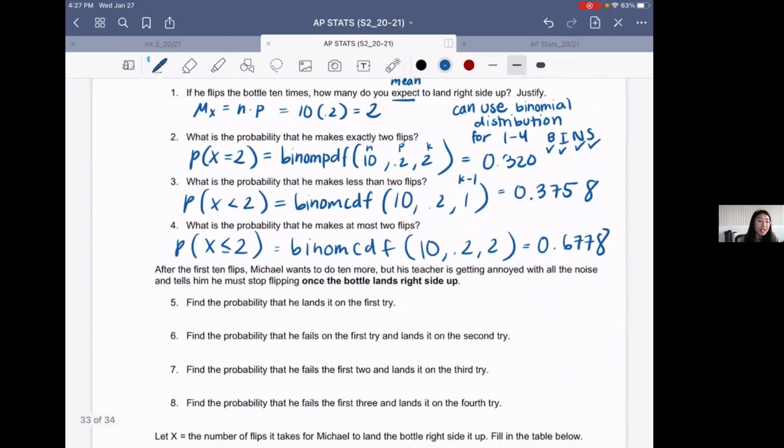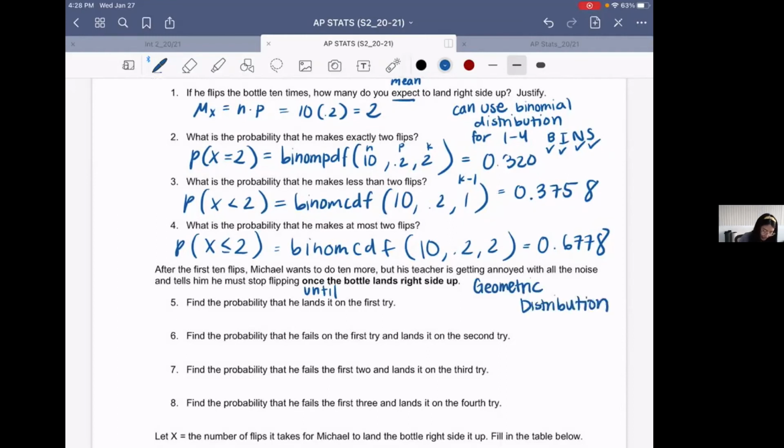Okay, so next, after the first 10 flips, Michael wants to do 10 more, but his teacher is getting annoyed, which usually does happen, with all the noise and tells him he must stop flipping once the bottle lands right side up. So this is not like, I'm going to do x amount of trials now. I'm going to do it until I get at least 1. So this is the whole idea of until. When we have until, that's not a binomial distribution, but a geometric distribution.